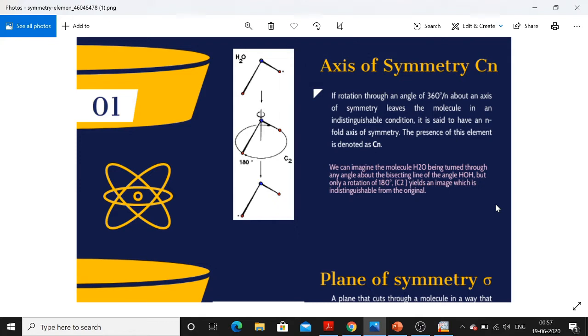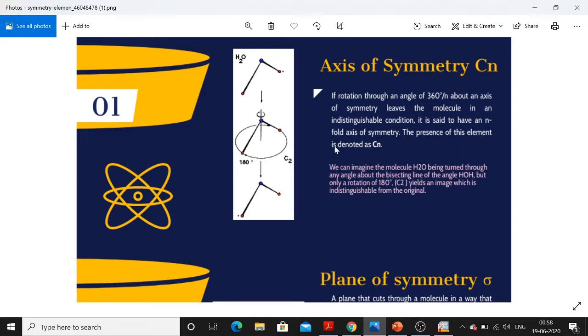So the first symmetry operation everyone knows, that is the axis of symmetry, which is denoted by the symbol Cn. If the molecule is rotated through the angle 360 divided by n, and if after performing that operation the molecule is indistinguishable from the original one, then we say the molecule possesses the Cn axis of symmetry. This is of order n, which is generally decided by 360 divided by how much angle you have rotated the molecule.